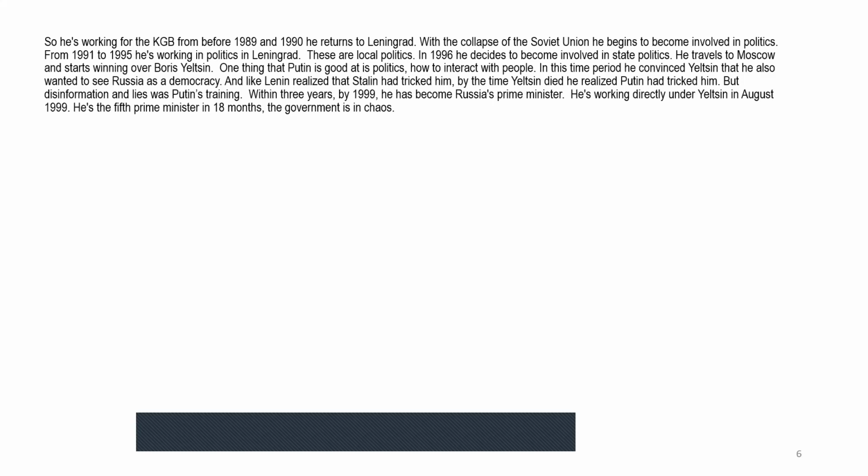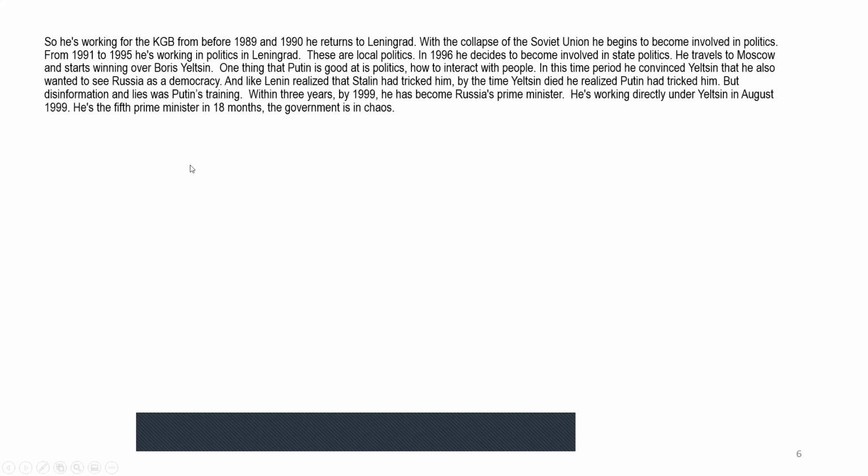One thing that Putin is good at is politics, how to interact with people. In this time period, he convinced Yeltsin that he also wanted to see Russia as a democracy. Okay. And like Lenin, who realized that Stalin had tricked him, by the time Yeltsin died, he realized Putin had tricked him. But disinformation and lies was Putin's training.